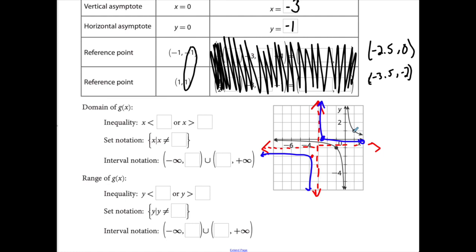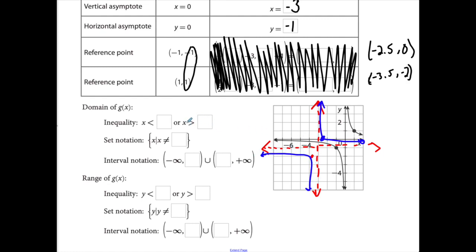By finding reference points, we can then figure out how the original function is being transformed and where the new function is. So the fact that negative 2.5, 0 is a point on the graph tells us that some of the graph is up here, and the fact that we know that negative 3.5, negative 2 is a point on the graph tells us that the other piece is down there.